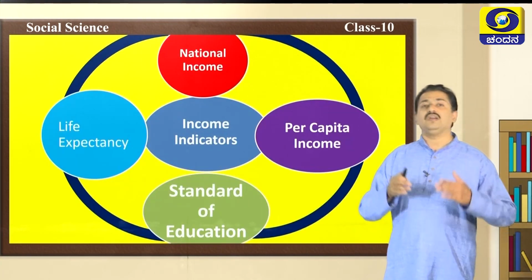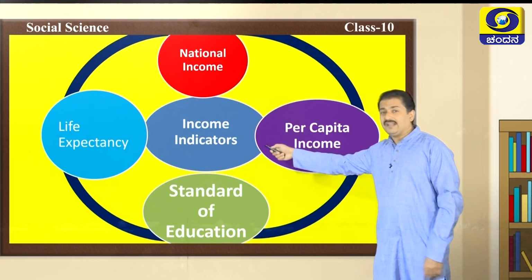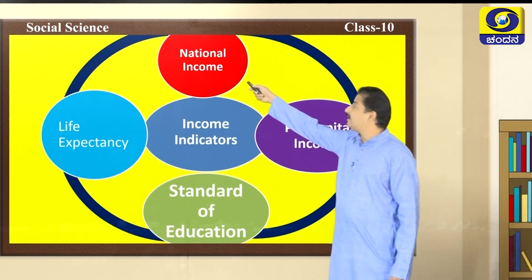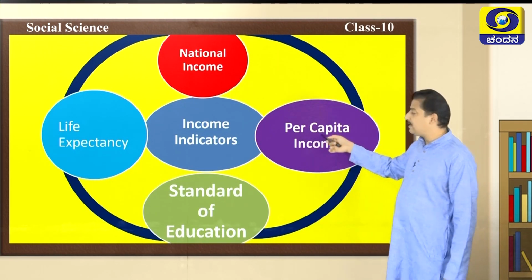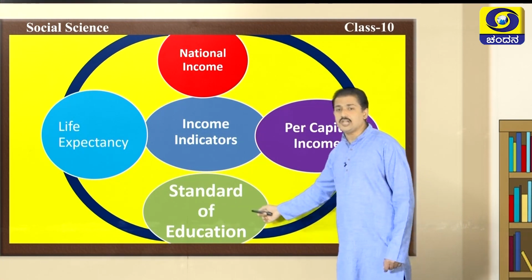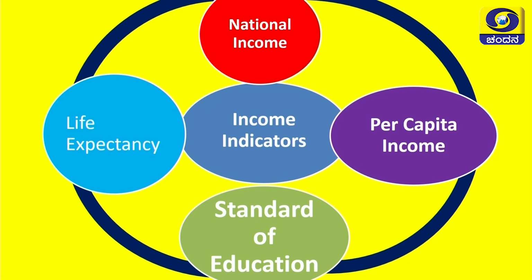Dear students, let us see the income indicators. Income indicators are, number 1, the national income, secondly per capita income, the third one is standard of education and the fourth one is life expectancy. These are the income indicators.